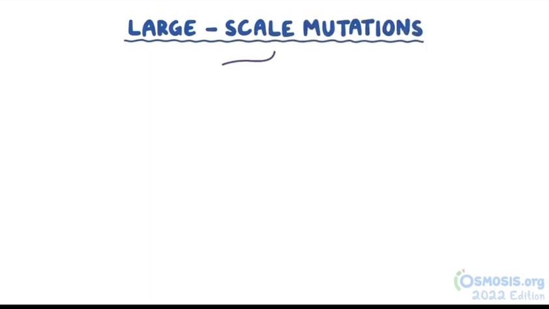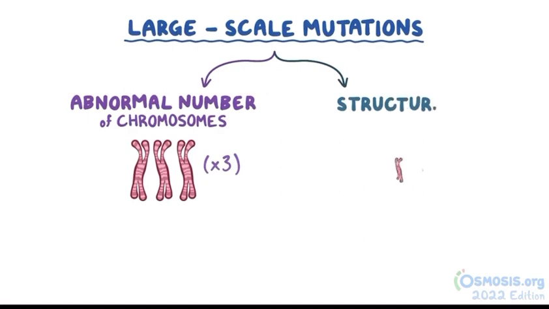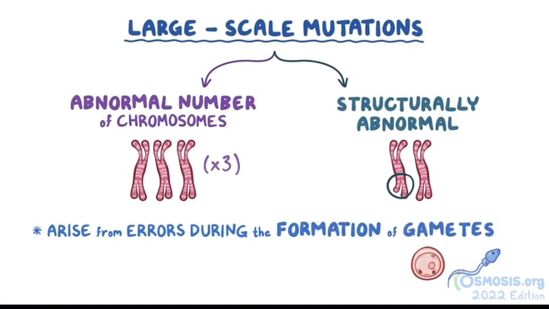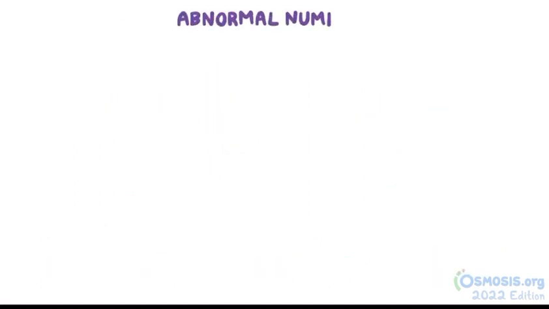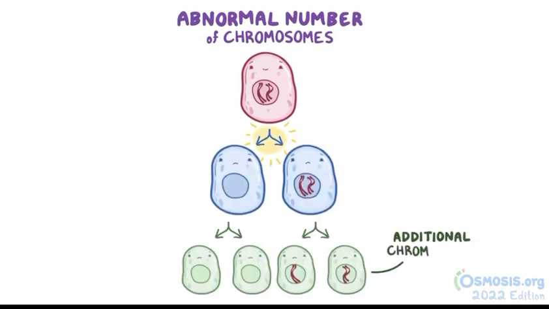Now let's switch gears and look at large-scale mutations, which includes having an abnormal number of chromosomes, or chromosomes that are structurally abnormal. These mutations mostly arise because of errors during the formation of gametes, so they're often associated with genetic disorders. First, let's look at an abnormal number of chromosomes. When the gametes are forming, if something goes wrong, they can end up with additional chromosomes or missing chromosomes.